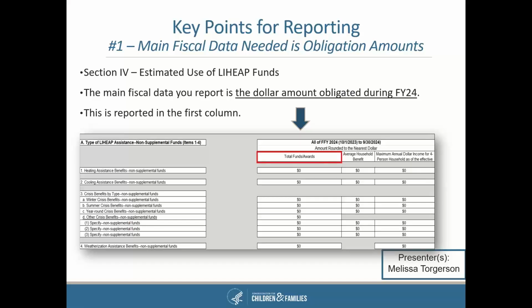The first is that the main fiscal data you're going to need are obligation amounts, and these are estimated uses of funds. That's what the section is called. And we're going to look here at columns, and you're going to notice in this report that the columns are all bunched together. And I'm going to reiterate this several times, but each column is a separate reporting point. It comes from a different part of your system likely. So we have a lot of grant recipients who try to reconcile all of these numbers because it looks like they should be on this form, but in reality you should be treating each column separately. It's a different piece of information, and we'll walk through that.